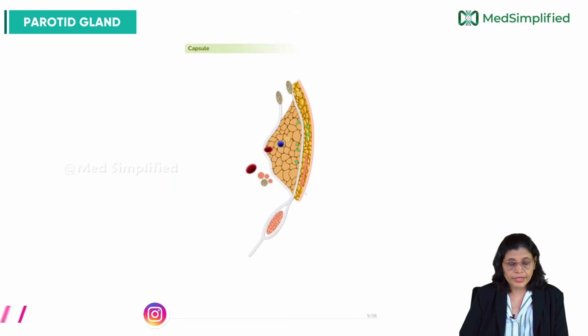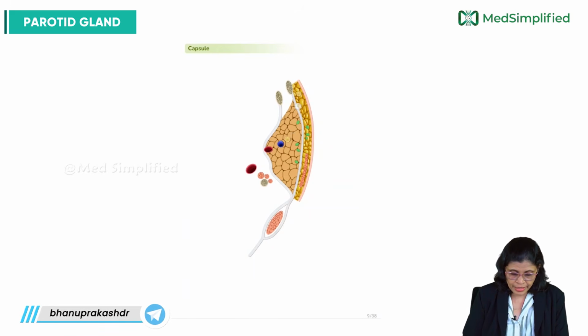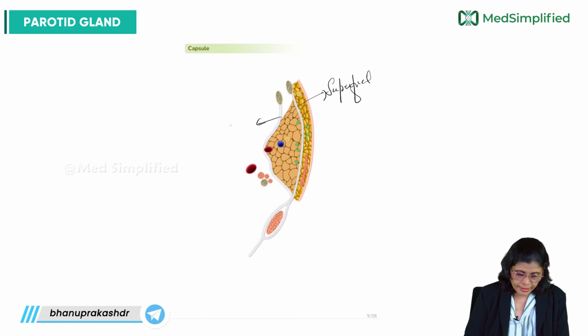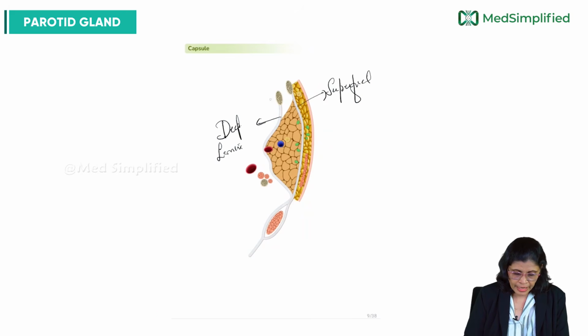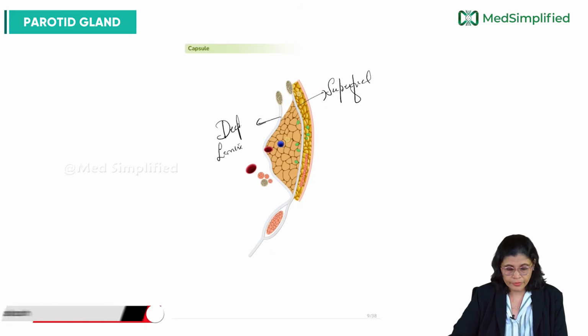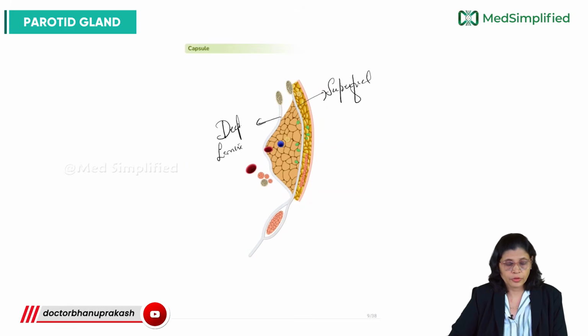So this is a cross section where we can see the coverings of the parotid gland, having the superficial lamina. So this will be the superficial lamina and this is the deep lamina. Here we will have the stylomandibular ligament formed by the deep lamina. So that is about the capsule.